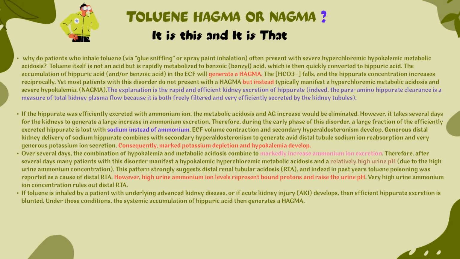And as far as I am aware, there is no literature indicating that toluene does cause a high osmolar gap. So toluene causes a HAGMA, which then gets converted to a NAGMA. But there is no evidence to say that it does cause an osmolar gap.